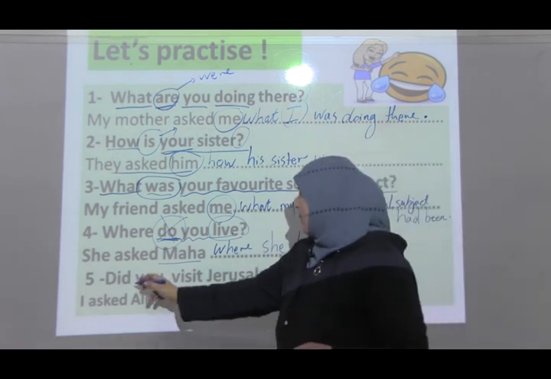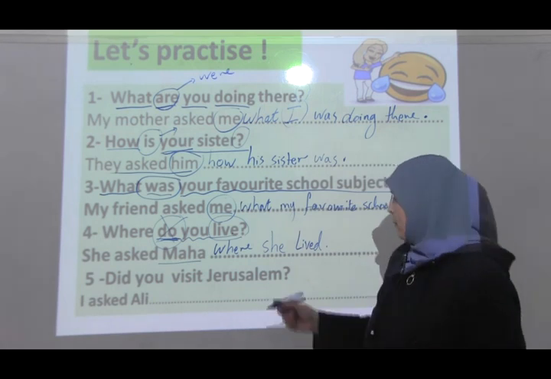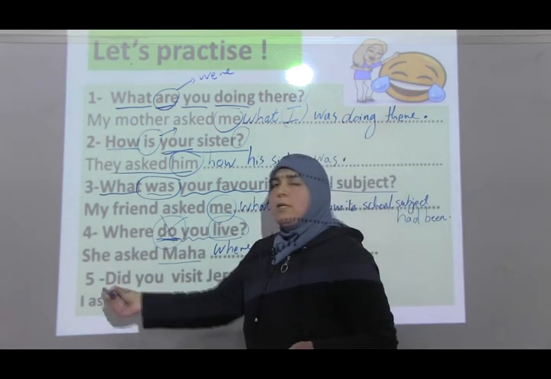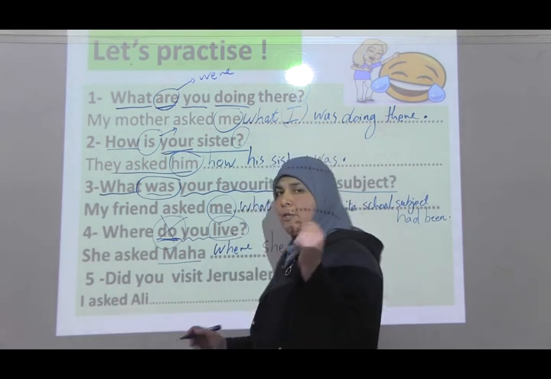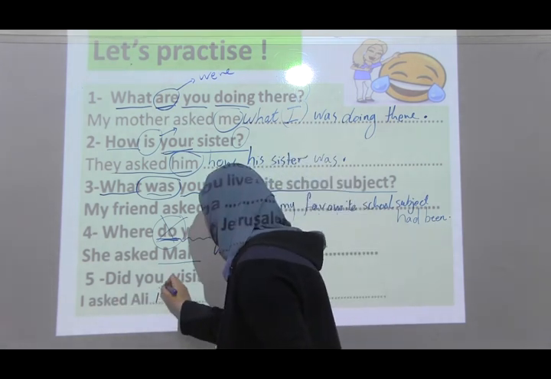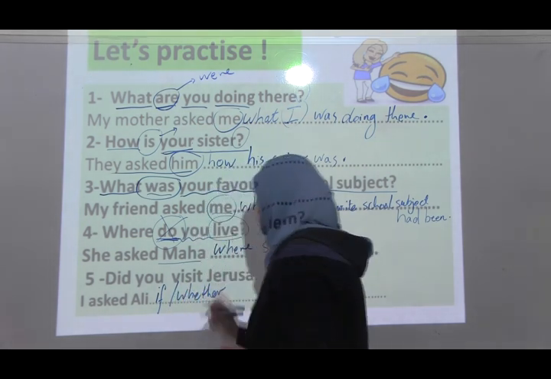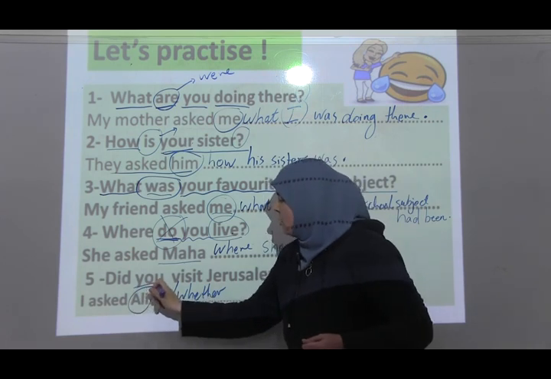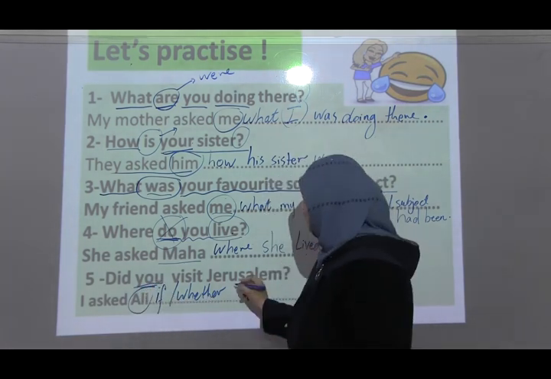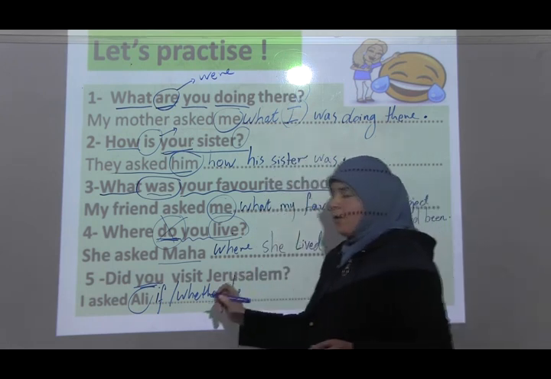Number 5. Did you visit Jerusalem? I asked Ali, because this is a yes/no question. I asked Ali, I immediately use the word if or whether. I asked Ali if or whether. I'm talking about Ali. So you hear the subject, it changes into he. If he. Look at the verb.